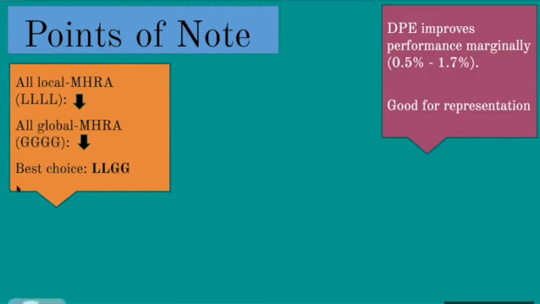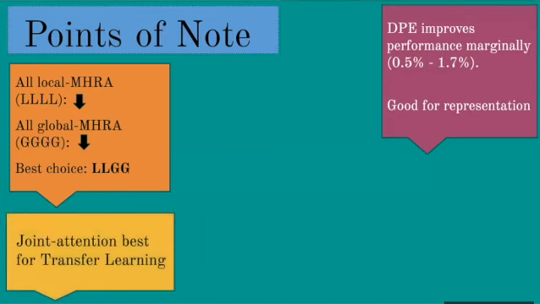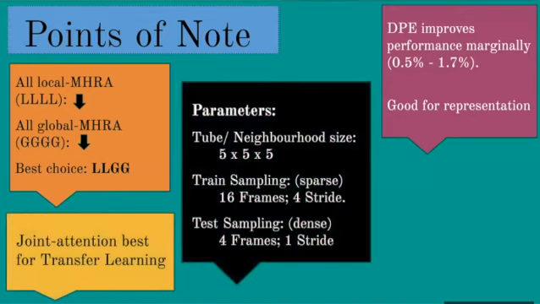So the best choice they have found is that the first two stages should be local MHRA, and the last two stages should be global MHRA, for local and global attentions, or spatial and temporal attentions, to say. Joint attention is best for transfer learning. They have proven that. The tube here is 5 into 5, as I've said. The training sample is sparse and the test sample is dense, of course, and these are the number of frames and the strides they have chosen.